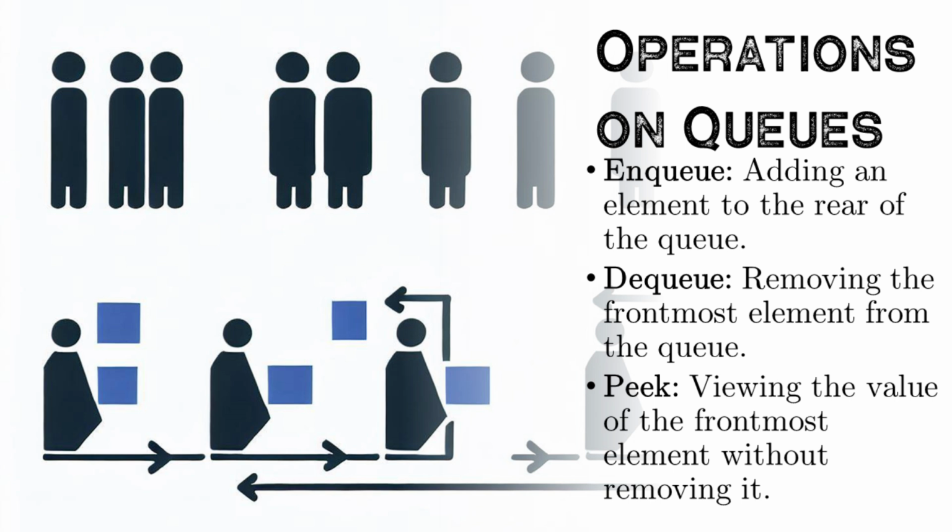Let's explore the operations on queues. The first operation is enqueue, which adds an element to the rear of the queue. The second operation is dequeue, which removes the frontmost element from the queue. Lastly, we have peek, which allows us to view the value of the frontmost element without removing it.